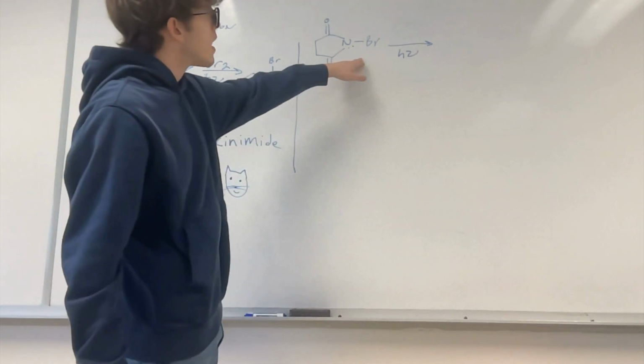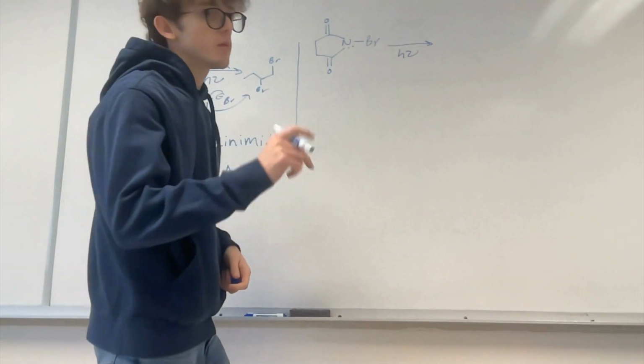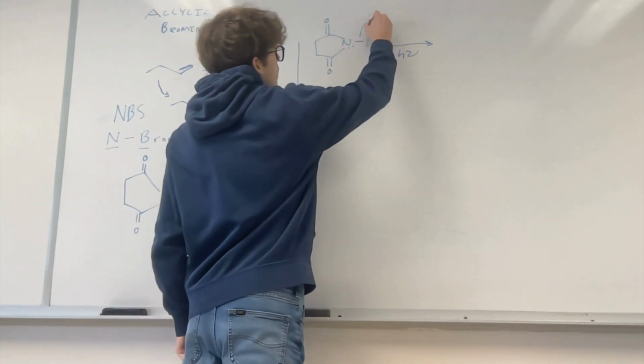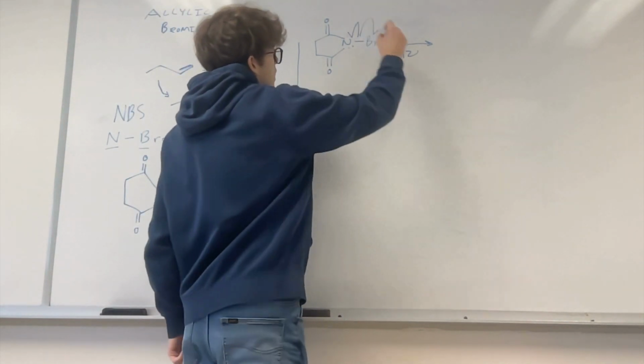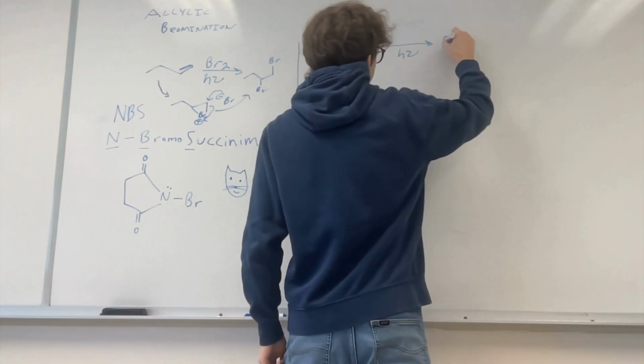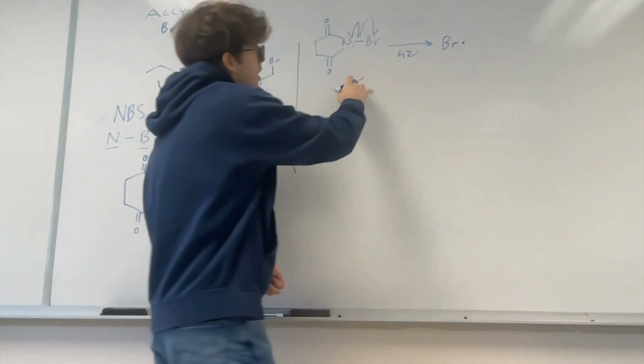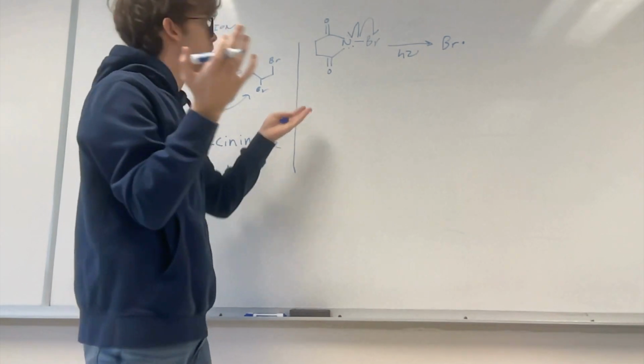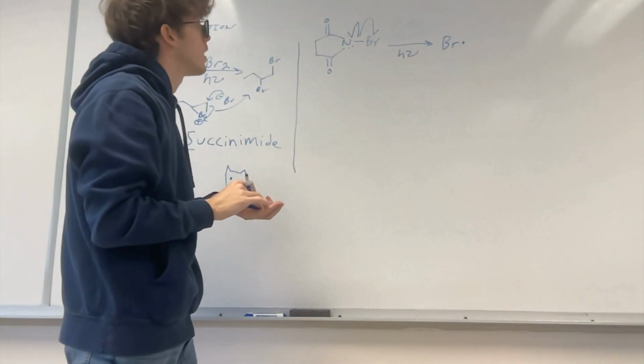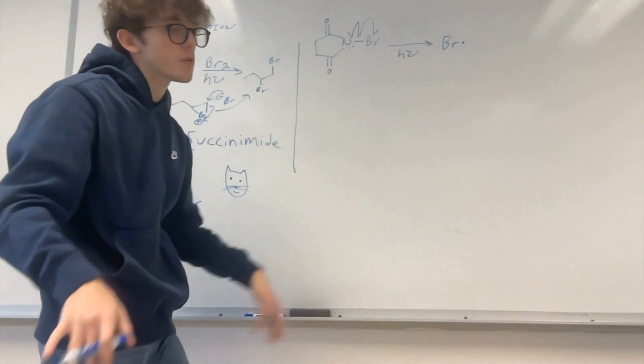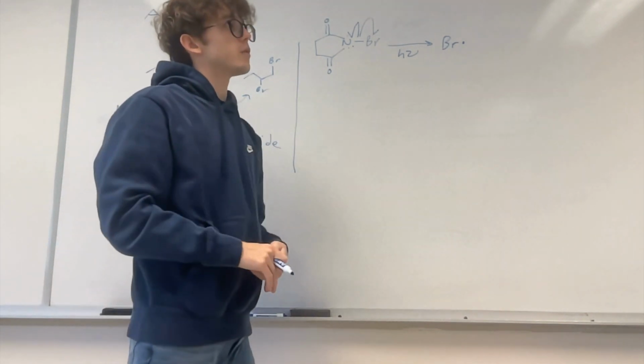So if we give NBS photochemical conditions, what will we notice? Well, homolytic bond cleavage, and we're going to get a bromine radical. I'm going to omit the conjugate base, I'll say just the conjugate form of our NBS here. It's not important, just know we're making bromine radicals.